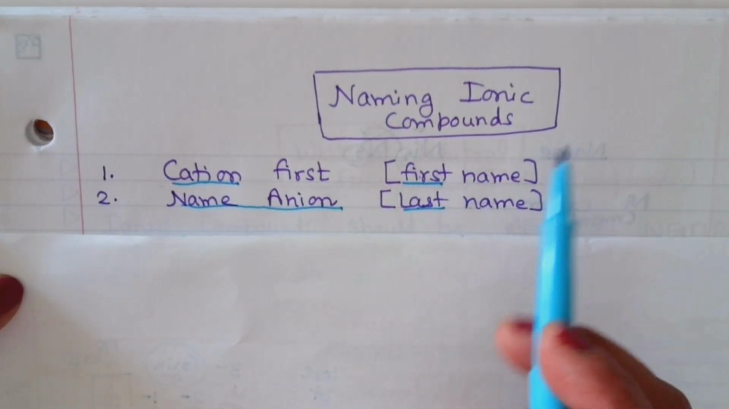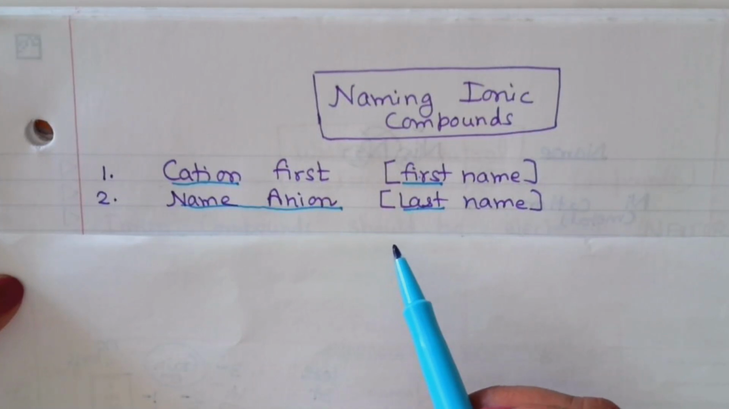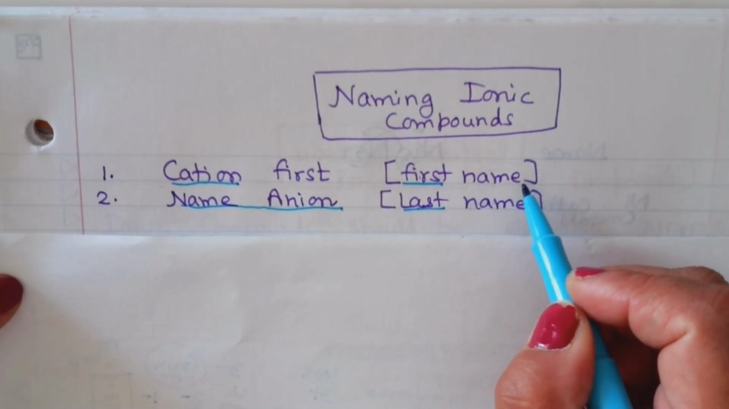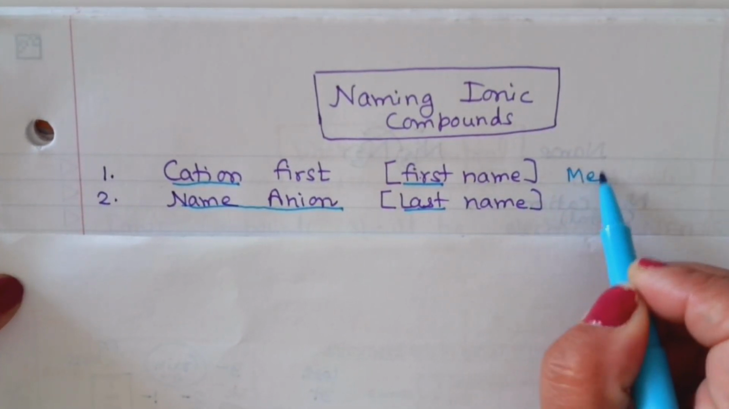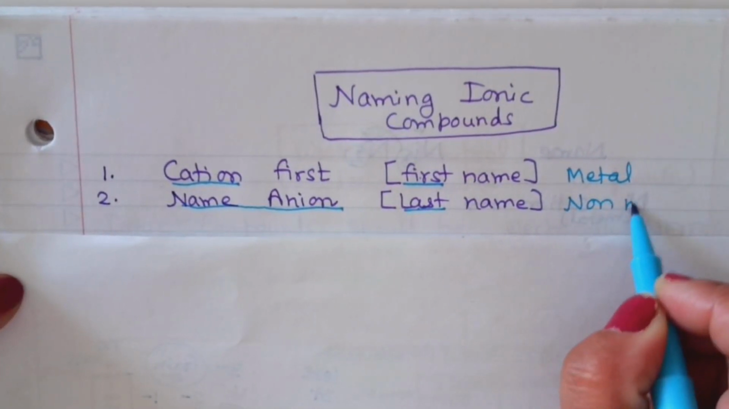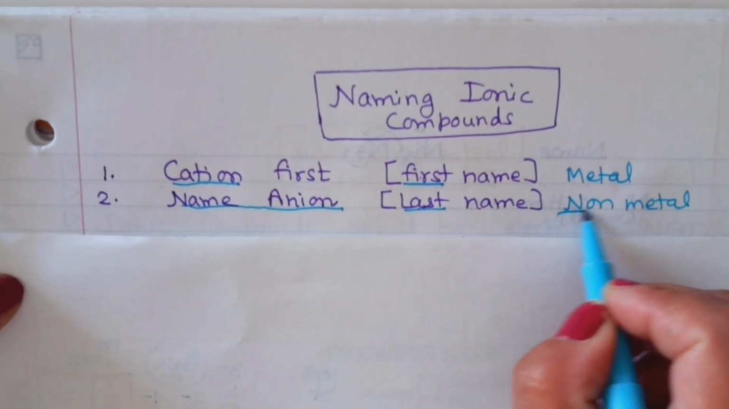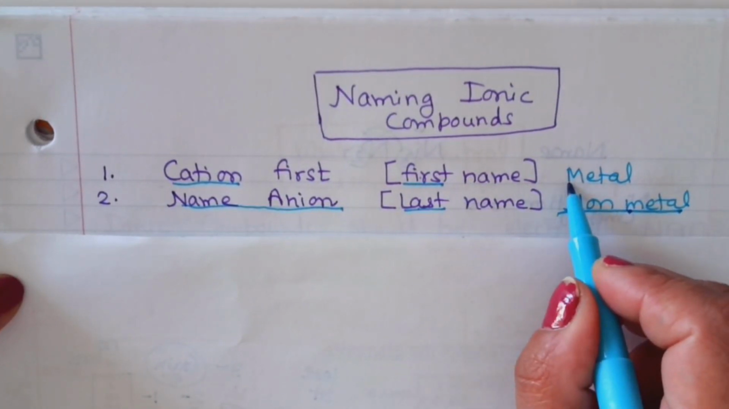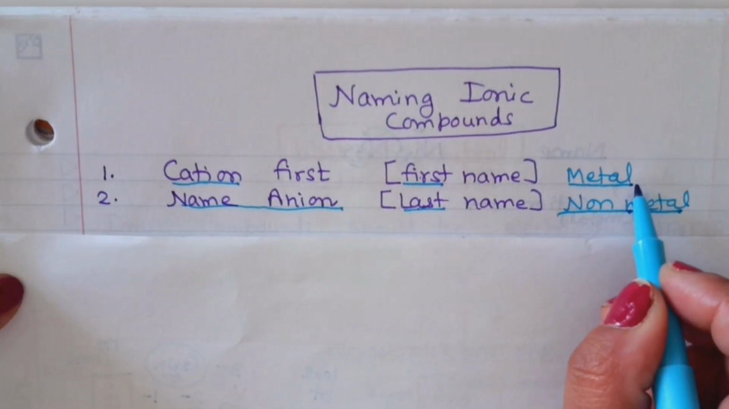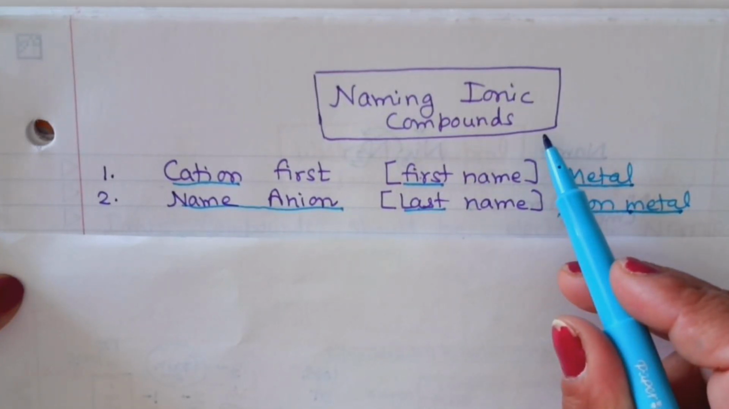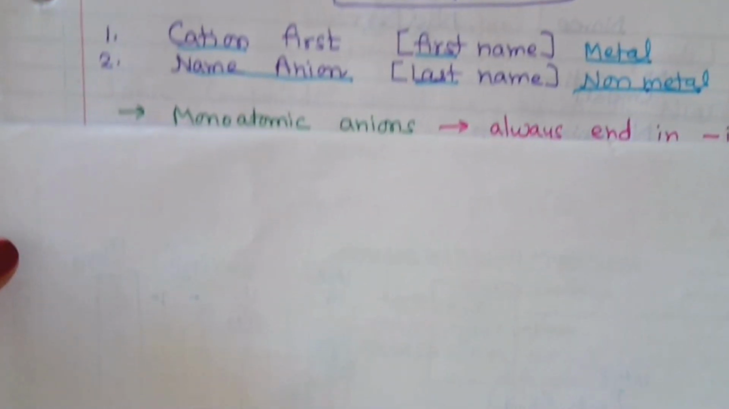So the first step is you have to identify the metal and the non-metal. The first name is always the metal, and the last name is always the non-metal anion. Anions are formed by non-metals, don't forget that, and cations are formed by metals. The compound formed by the electrostatic attraction between a cation and an anion is what we call an ionic compound. So let's see a few examples.